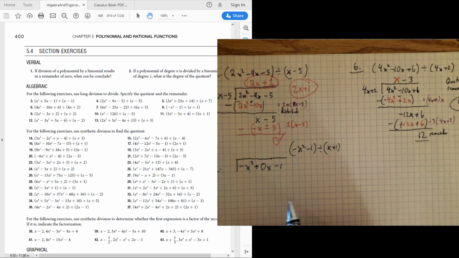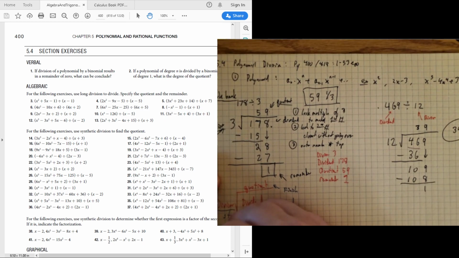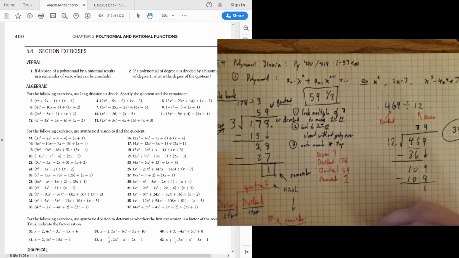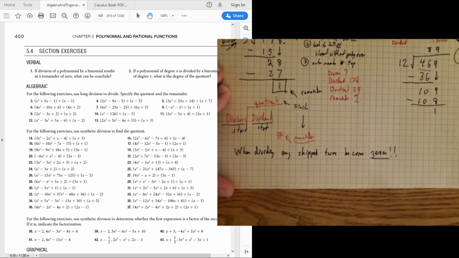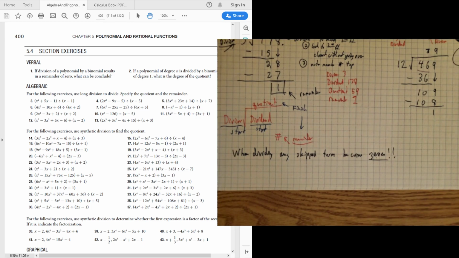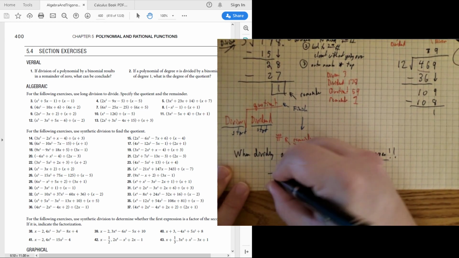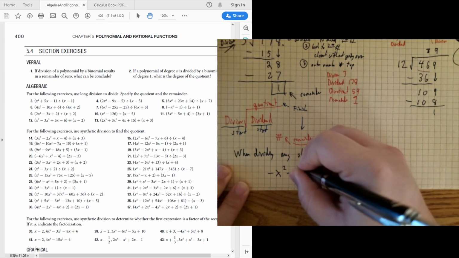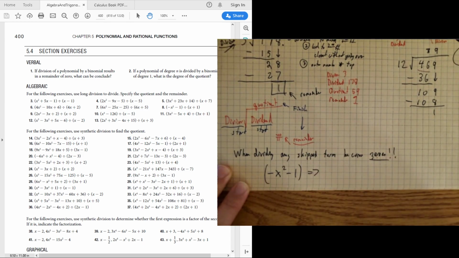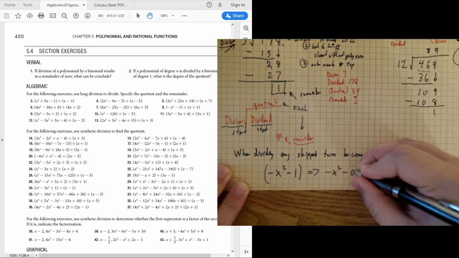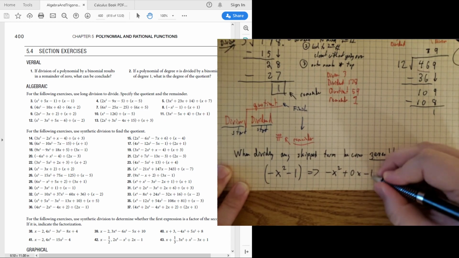This step is crucial. And if I'm looking at my notes, it's the next thing I should add. When dividing, any skipped terms become zeros. Any skipped terms need to become zeros and need to be included. So in other words, using this one as my example, negative x squared minus 1, we need to rewrite this as negative x squared minus 0x, or even plus 0x minus 1.